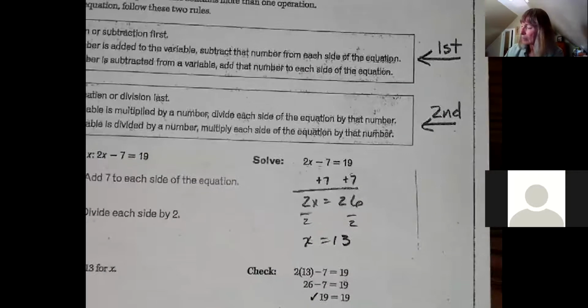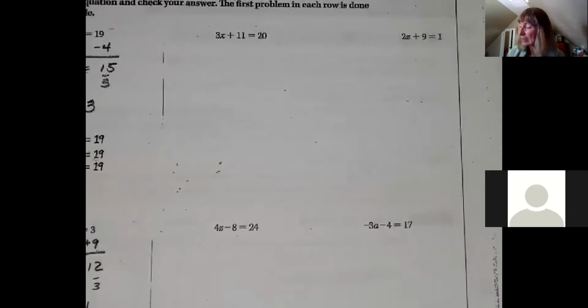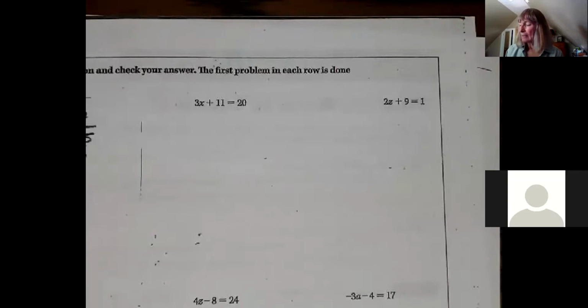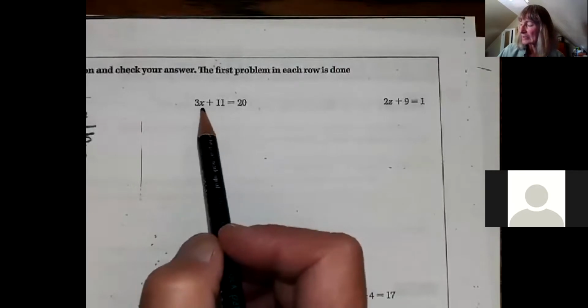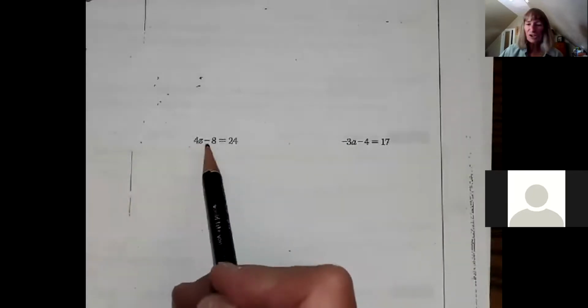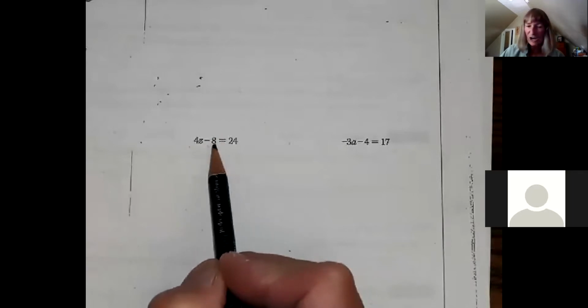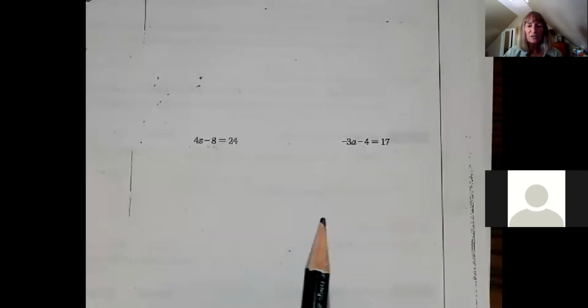Every one of these can take 2 or maybe 3 steps to solve. And just a review from yesterday, when you have an equation that has multiplication and addition in it, or multiplication and subtraction, you're going to want to do the inverse of subtraction or addition. So you're going to want to add or subtract first before you do the multiplication or division.